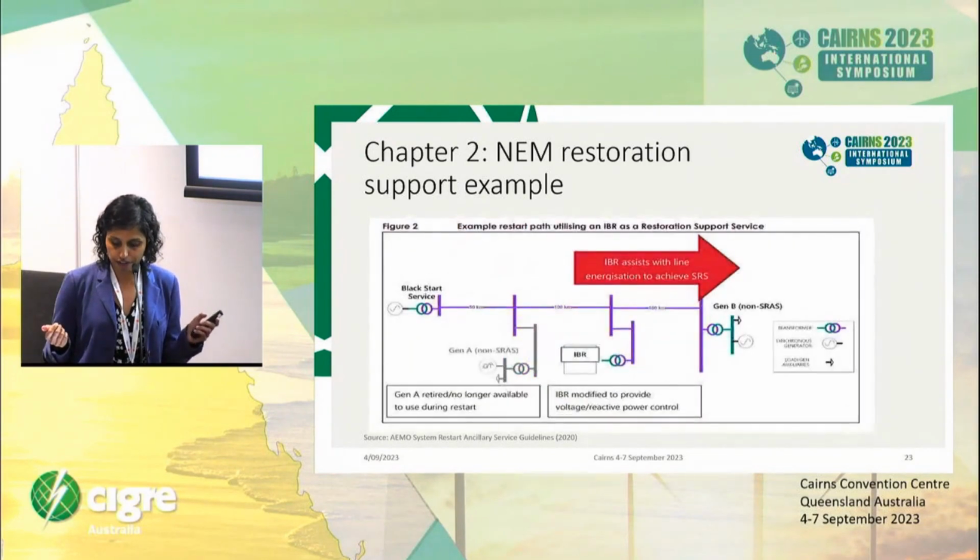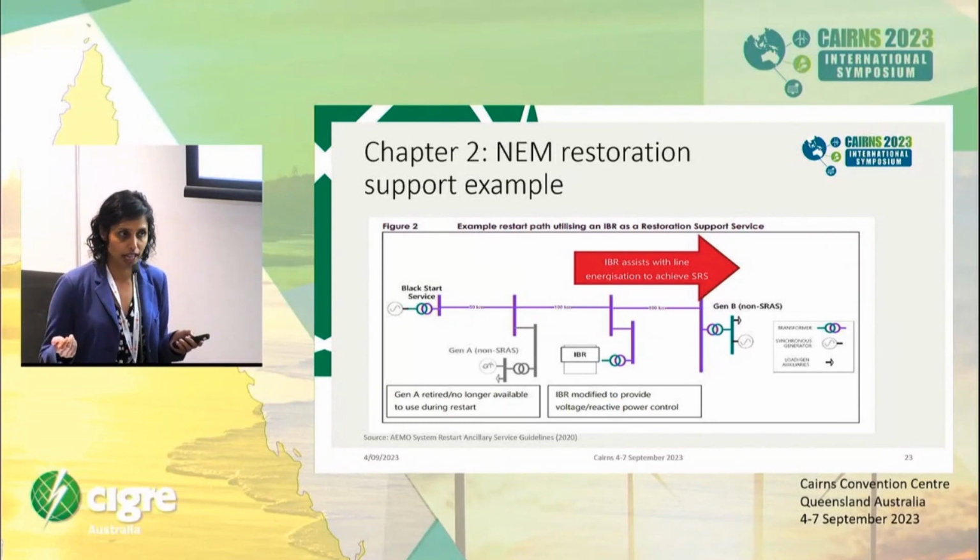But if generation A retires or is not available for black start or restoration, this black start service may not be able to energize all the way down on its own to generation B. So we could look at procuring restoration support service from that IBR on that path, which could be through modified controls of that IBR or using their existing functions if they are, say, grid forming IBR. And then in conjunction with the black start source, they can energize the lines to generation B.